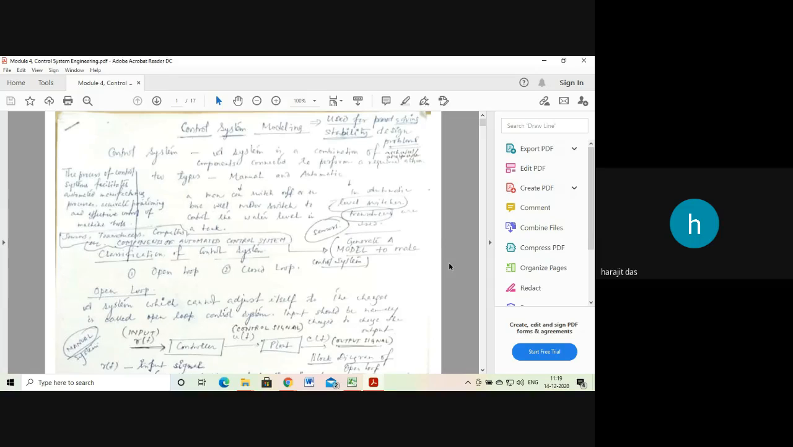So basically, what is a control system? It is a combination of components connected to perform a required task. That is called a control system. Whenever we say a control system in any kind of equipment, that means we can control that device, or the device can control itself, and it will adjust with the conditions given.